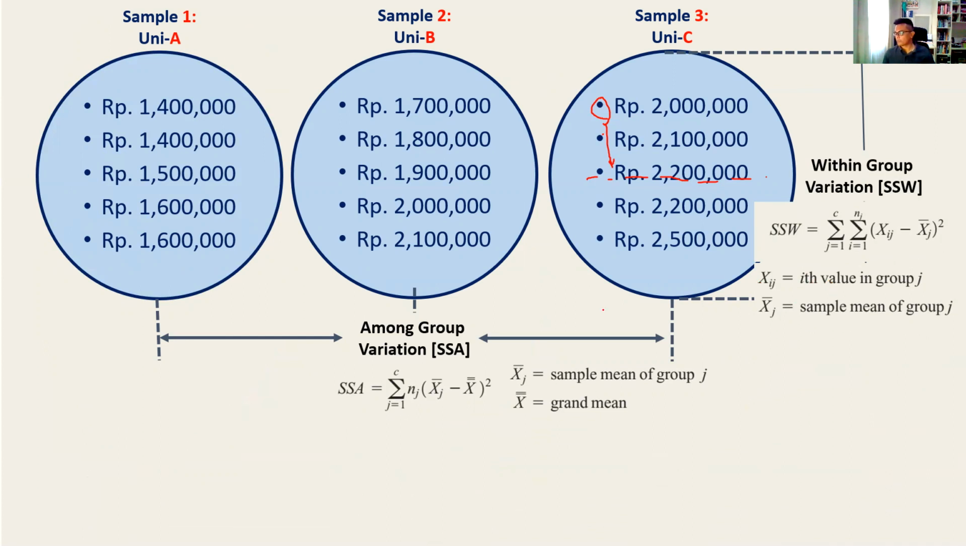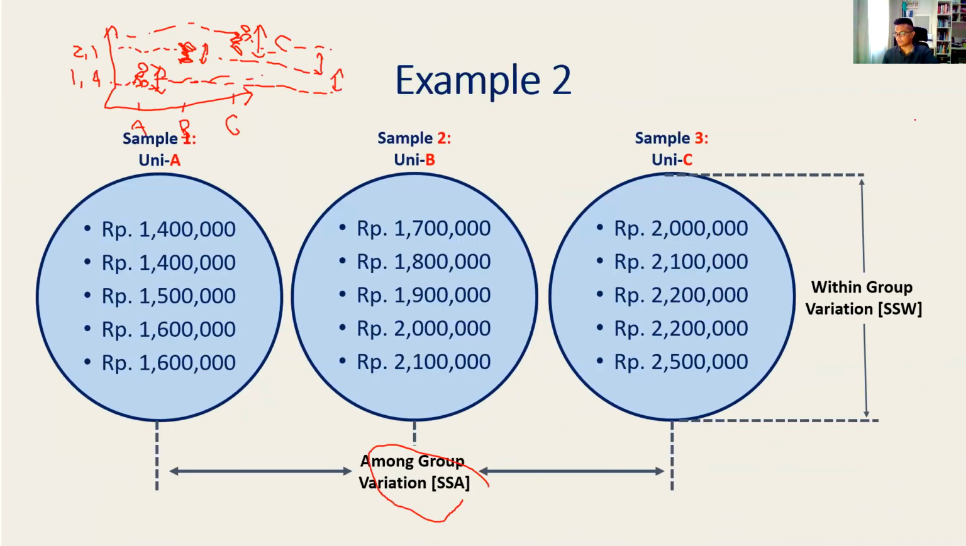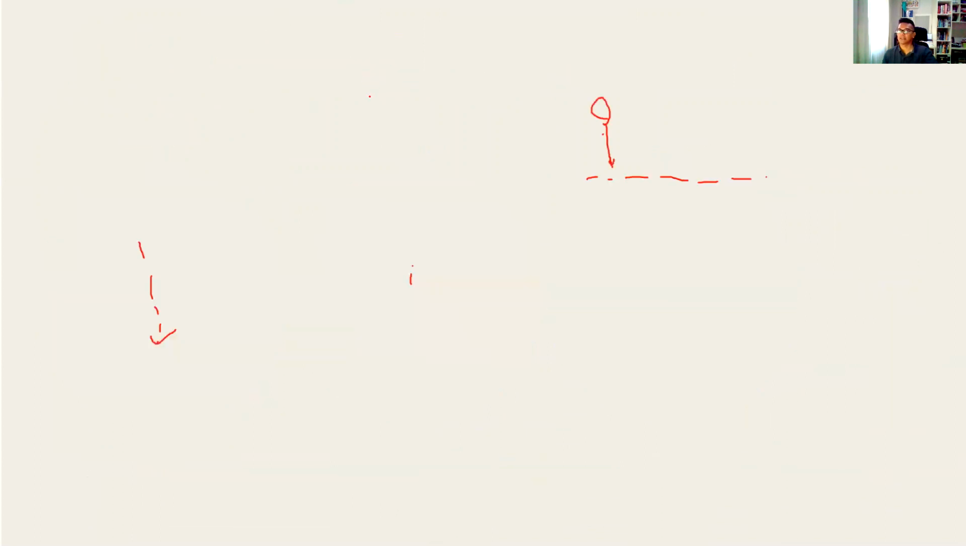And the among group variation makes a comparison between the mean of each group and the overall mean. Like here, the among group variation is that we have the mean of group A, B, and C, and then we compare them to the central mean. That is the among group variation.